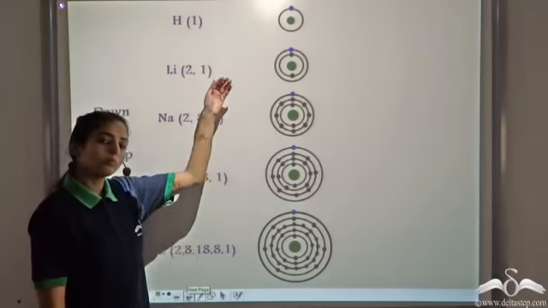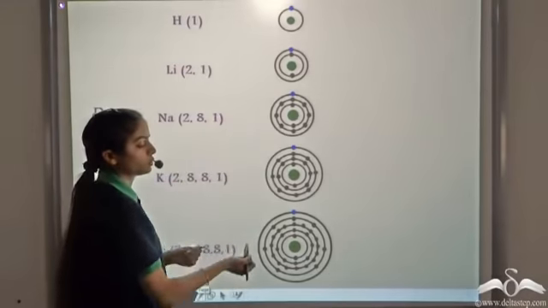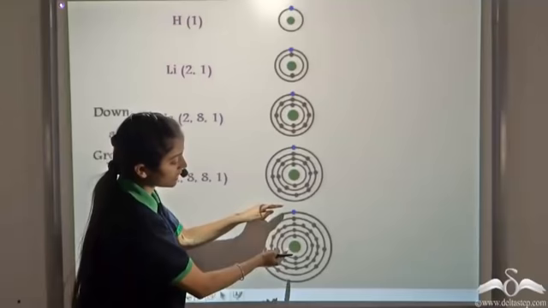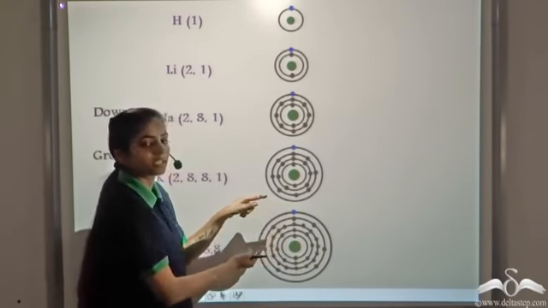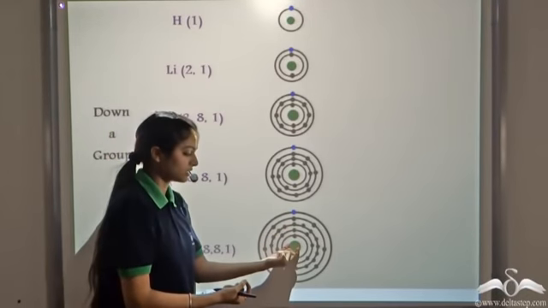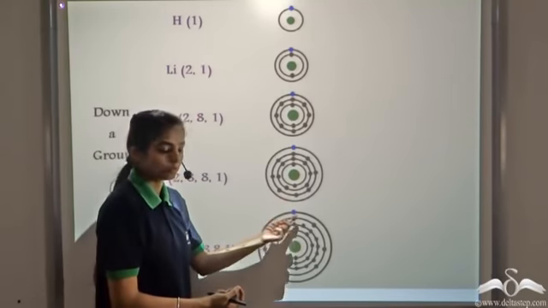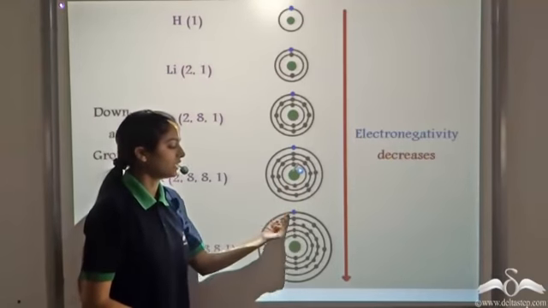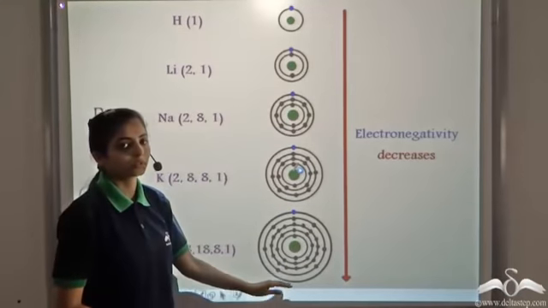Now when we move from top to bottom in a group, we know the atomic size increases. This leads to increased distance between the outermost shell and the nucleus. This increased distance leads to lesser attraction of electrons towards the nucleus, as now the nucleus exerts lesser force on the outermost shell. Therefore, the tendency to attract the electrons decreases and the electronegativity decreases when we move from top to bottom in a group.